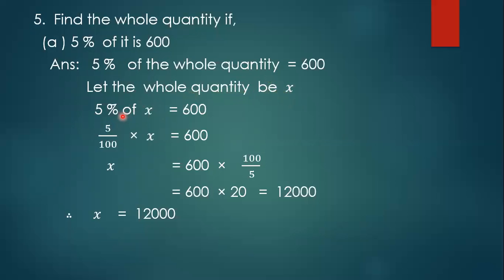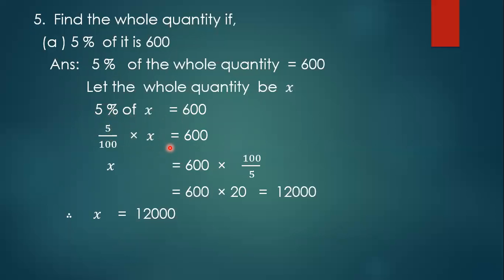And 5% of x, 5% of the whole quantity, that is 5% of x is 600. Now, percent we will convert into fraction. 5% is written as 5 upon 100 into x is equal to 600. Now, for finding x, I have used an easy method here.